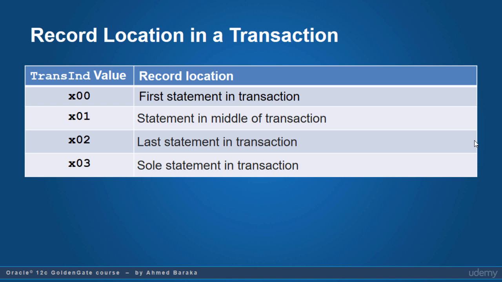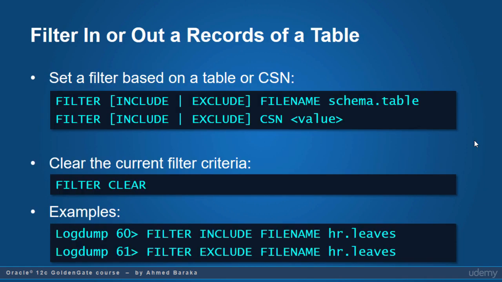This table lists the possible values that the trans IND could take and the meaning of each value. It represents the location of the displayed record in the transaction. This is quite useful because you use it to know the beginning and the end of the transactions that you are investigating. Typically, when you work with the LOGDUMP utility, you're investigating a specific transaction or data. You wouldn't go through all the records in the trail file. For that purpose, you apply a filter to control which records to display in the LOGDUMP command prompt.